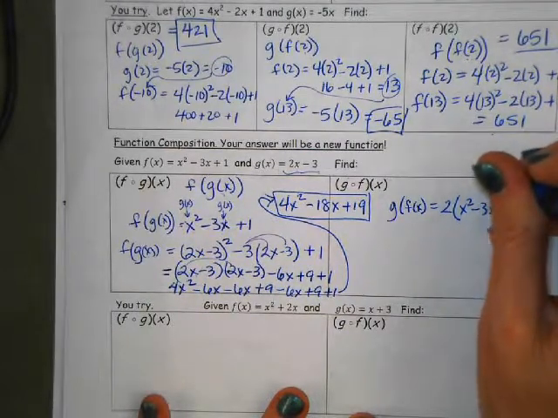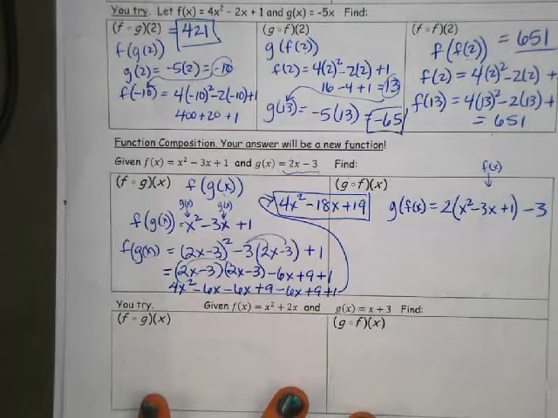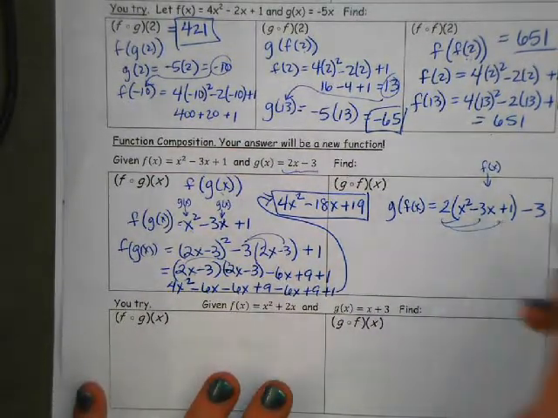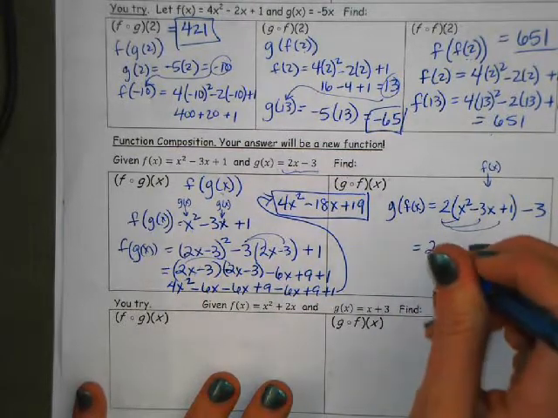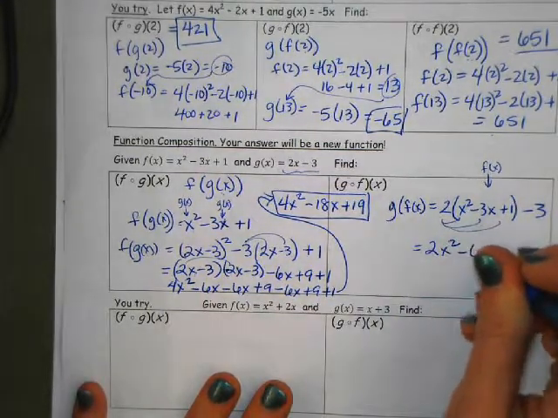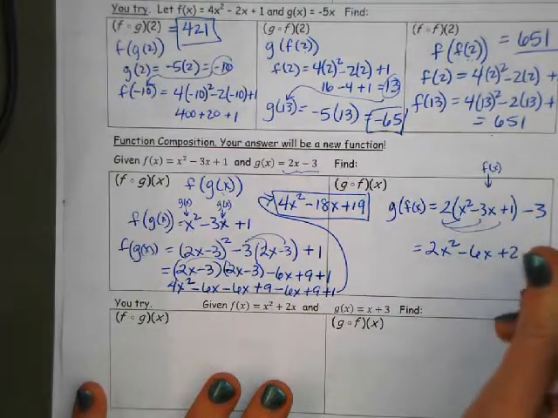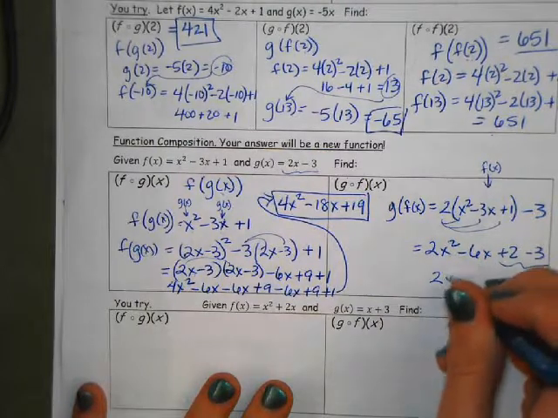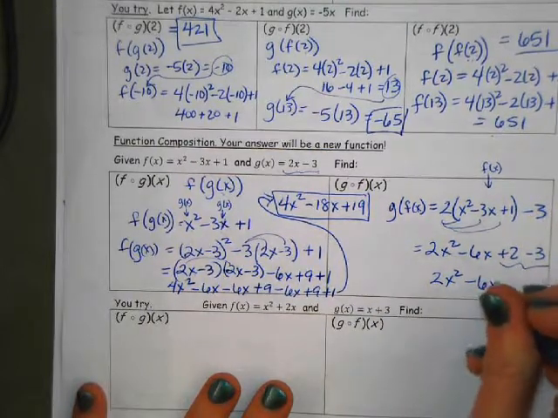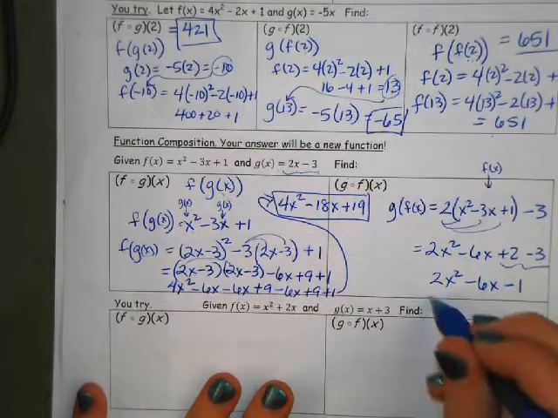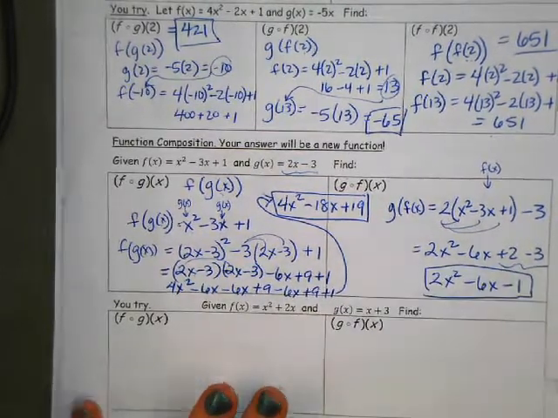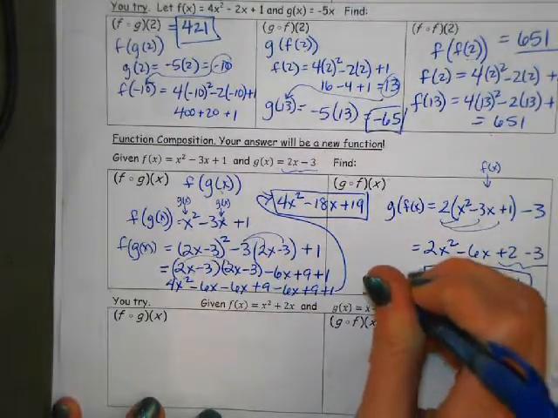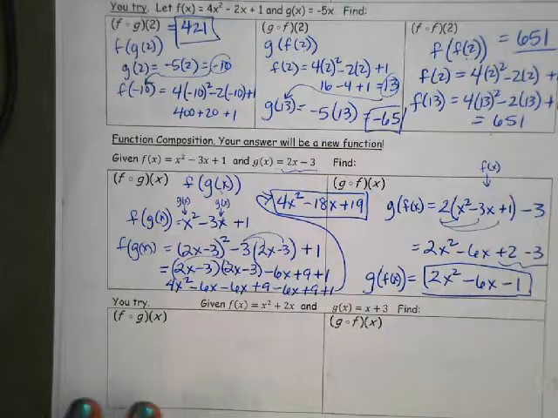Okay, so this is my f of x right there, so you can plug that in. It's actually a lot easier than it looked. Now I just have to distribute to each item here. So this becomes 2x squared minus 6x plus 2 minus 3. So I can combine like terms. These are the only ones I can combine. So I got 2x squared minus 6x minus 1. And that equals my g of f of x.